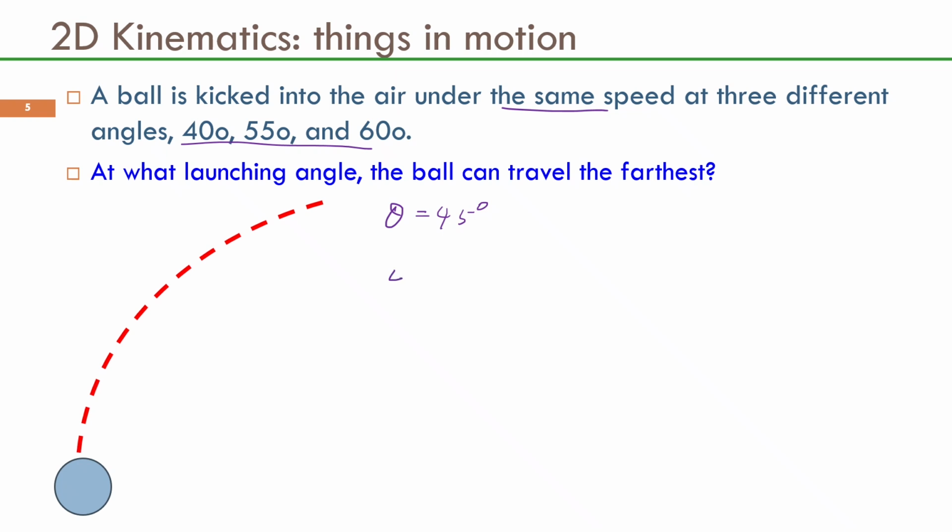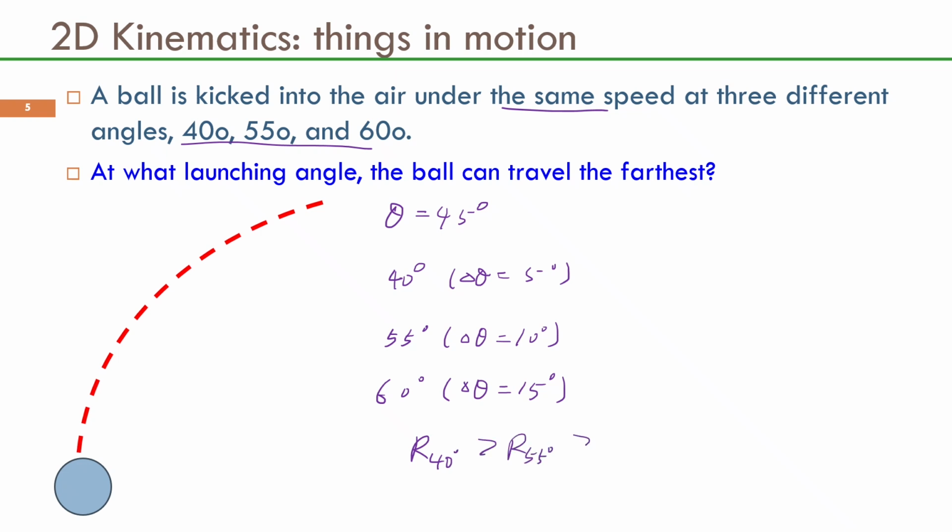So if we consider 40 degrees, the difference from 45 is 5 degrees. For 55 degrees, the difference is 10 degrees. And for 60 degrees, it's 15 degrees away from 45. And we know the closer to 45, the longer the range. So in other words, we know the range at 40 degrees would be longer than 55 degrees, which would be longer than 60 degrees, because 40 degrees is the closest to 45 degrees.